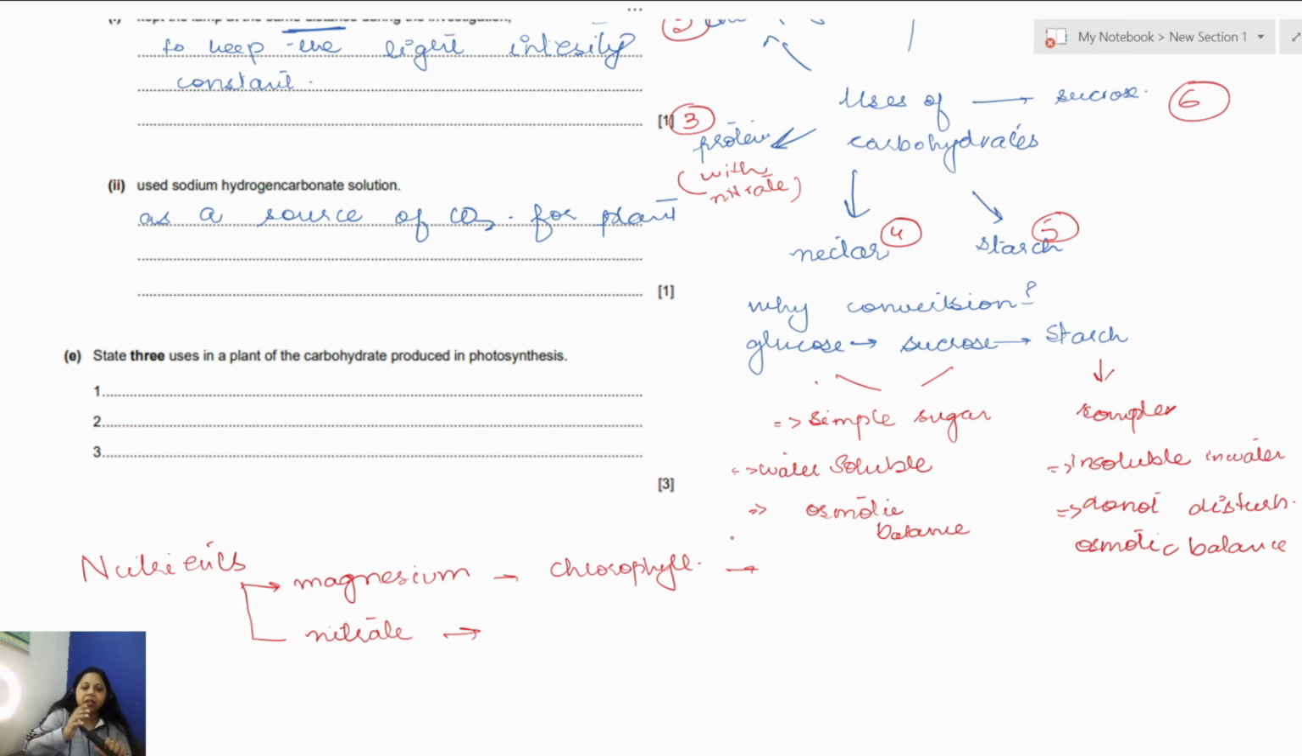The very first thing that you need to mention in magnesium is the chlorophyll, whether chlorophyll is there or not. And what would be the effect of not having chlorophyll if it's a 4 mark question or a 3 mark question?